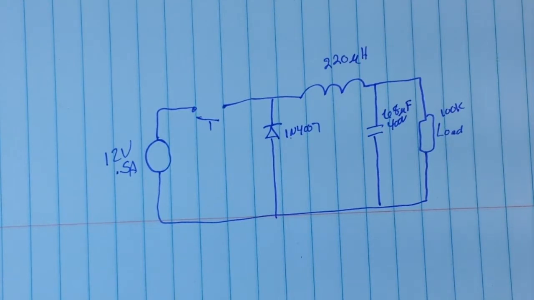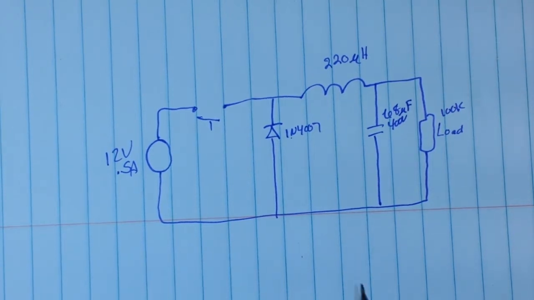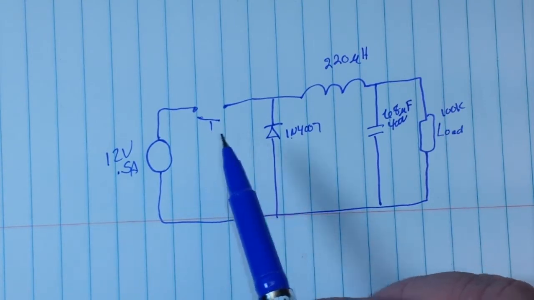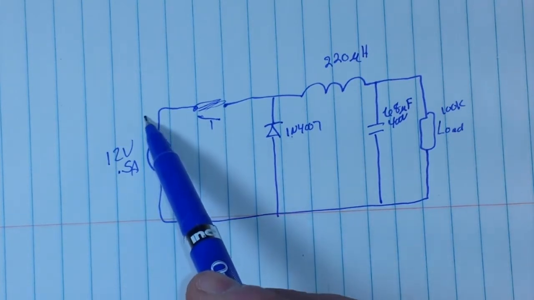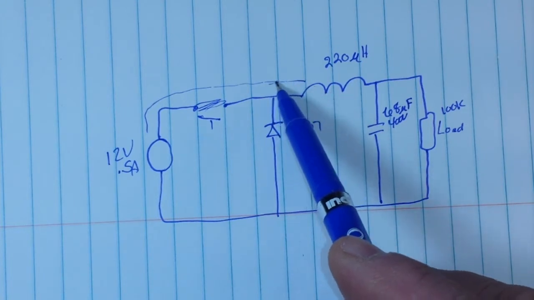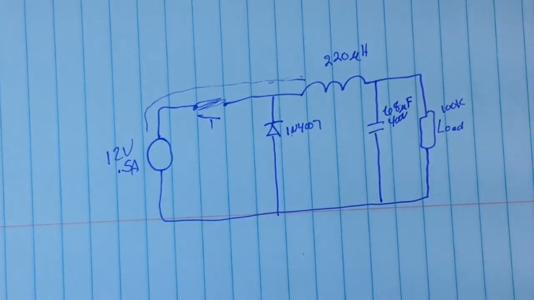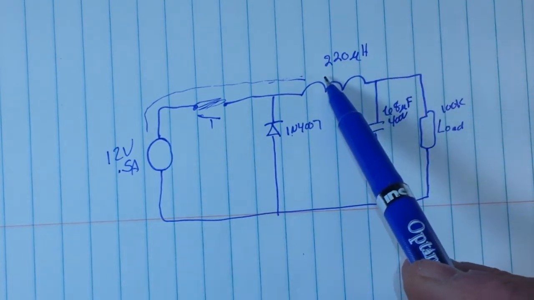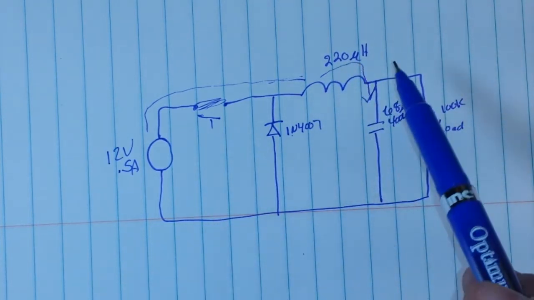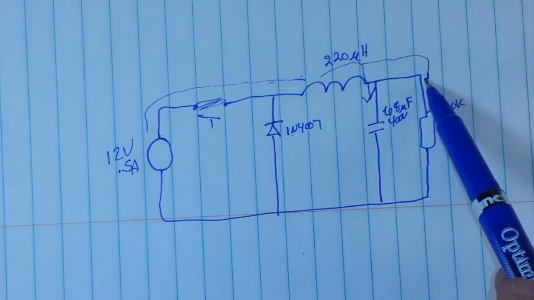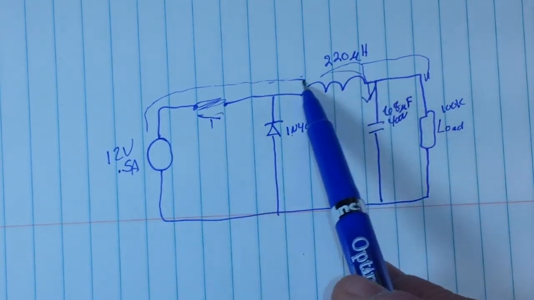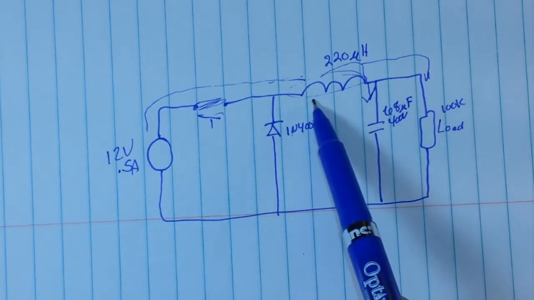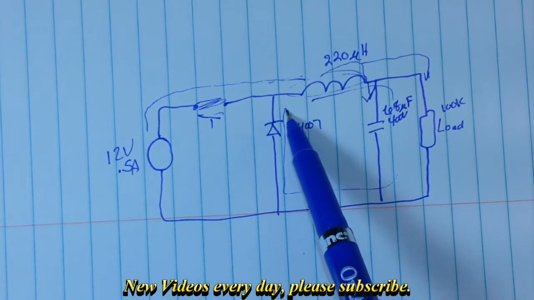So there is our basic buck converter, and it operates in two states. In the first state, with the switch closed, the current flows from our source through the inductor, which opposes changes in current, some through the capacitor and some through the load. With the switch open, the inductor becomes the current source, and the current flows in this direction.